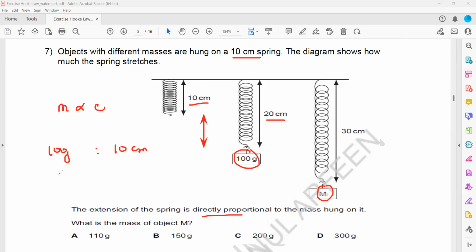Now, when a mass M is attached, how much is the extension? Extension is always calculated from the original value. Originally it was 10 and now it is 30. So how much has it extended? It increases by 20. So extension is equal to 20 centimeter.